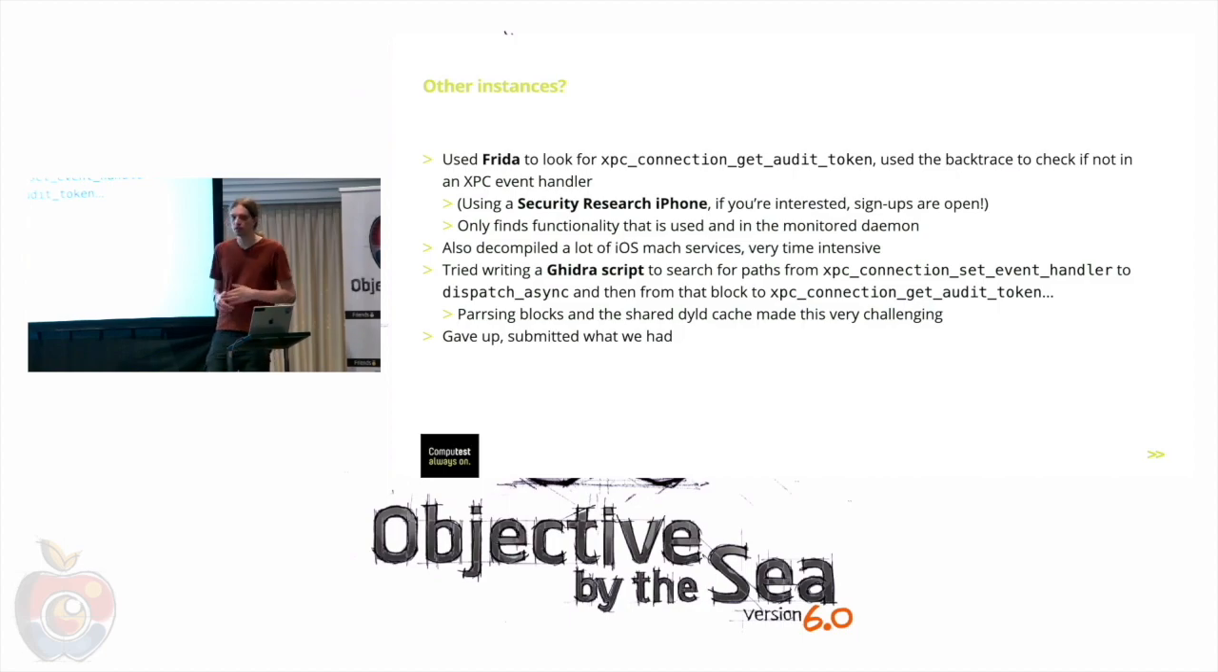But this is, of course, dynamic analysis, which means I'm only checking functionality that's currently being used, so I'm not really exploring every possible call. And also, I'm only looking at one daemon at a time. I cannot attach Frida to every daemon on iOS, that's going to crash the phone. So it did result in some interesting findings, but those all turned out to not really have security impact. And I was able to do this with a security research iPhone, so I could use the latest iOS and still run Frida on it.